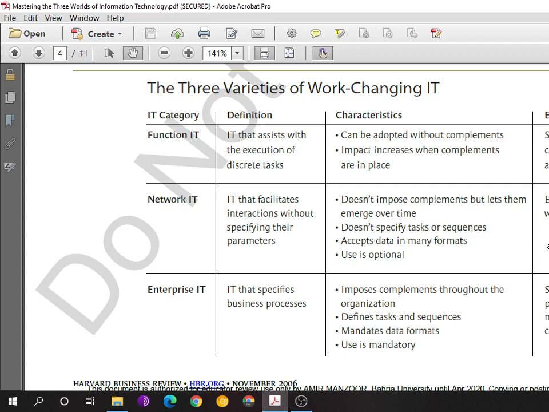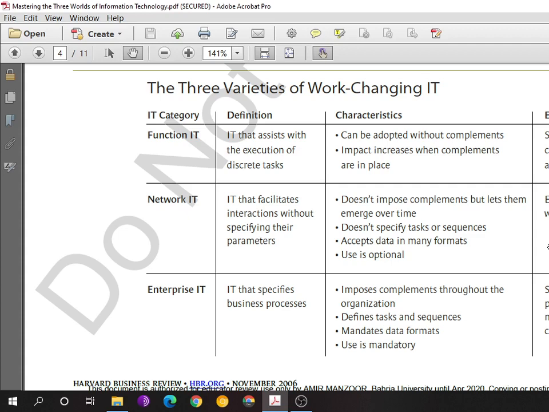It gives another angle to it by telling us about its characteristics. It says it can be adopted without complements, which means it can be done on its own. It doesn't need to be associated or connected with any other tasks. Functional IT helps us do things that are in themselves complete tasks. They're not part of some other tasks. The second characteristic is that impact increases when complements are in place. So if you achieve functional IT level information technology and do some things with it, and you've got some other tasks also being done, those two tasks together may be complementary as well.